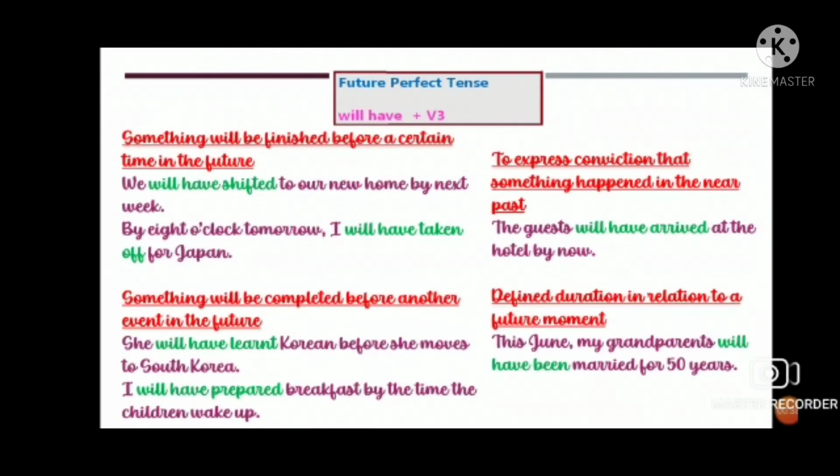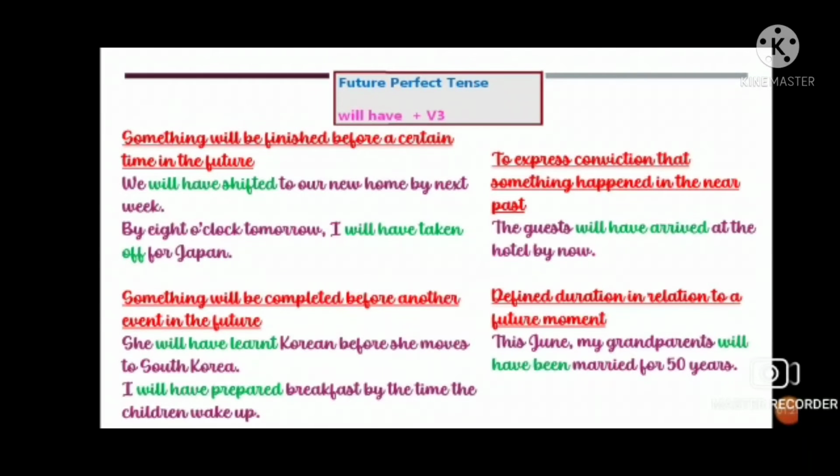Another example, you didn't complete your project yet? When are you going to complete? I will have completed my project by this Friday, which means if you ask me on Saturday, I would say I have completed already. So you are assuring: I will have completed my project by this Friday. Second usage, something will be completed before another event in the future. Example, she will have learnt Korean before she moves to South Korea. I will have prepared breakfast by the time the children wake up. So before this happens, this is going to happen in the future before that happens. Both of them occur in the future.